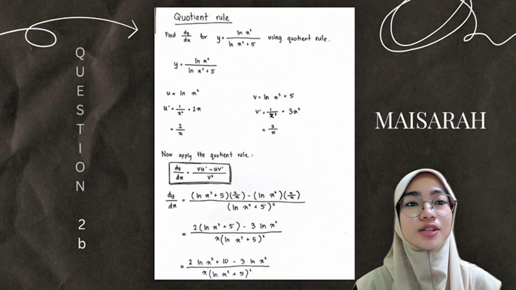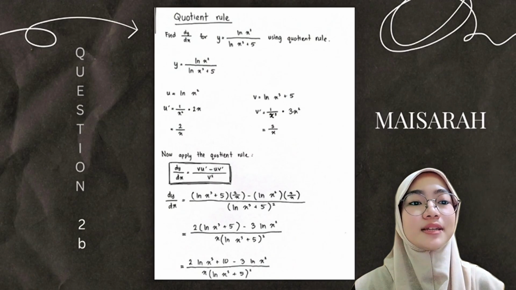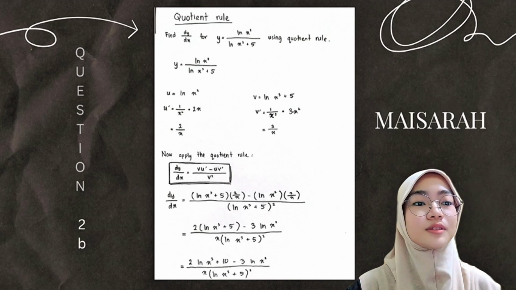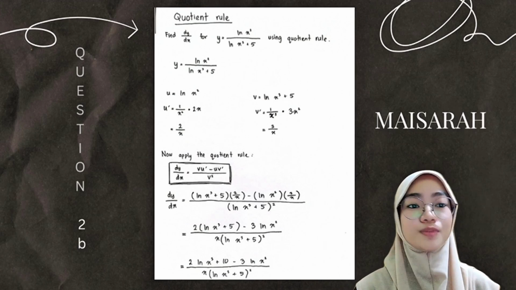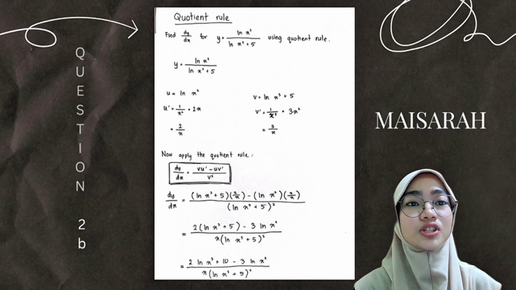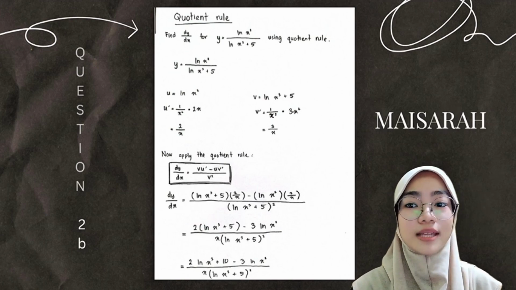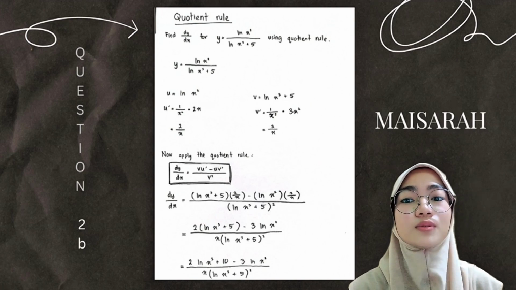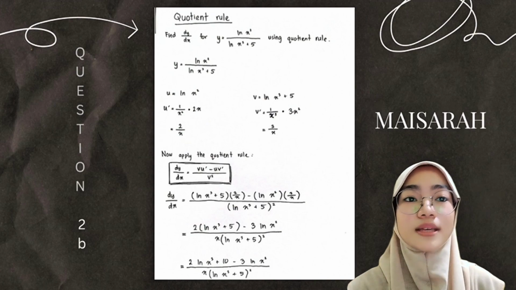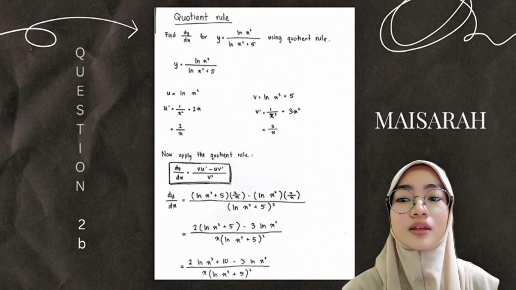Next, we move to question 2b. The question is find dy dx for y equal to ln x squared over ln x cubed plus 5 using the quotient rule. So today we will differentiate this function using the quotient rule step by step. Okay, first we need to identify the numerator and denominator. Let u equal to ln x squared and v equal to ln x cubed plus 5. So y equal to u(x) over v(x).